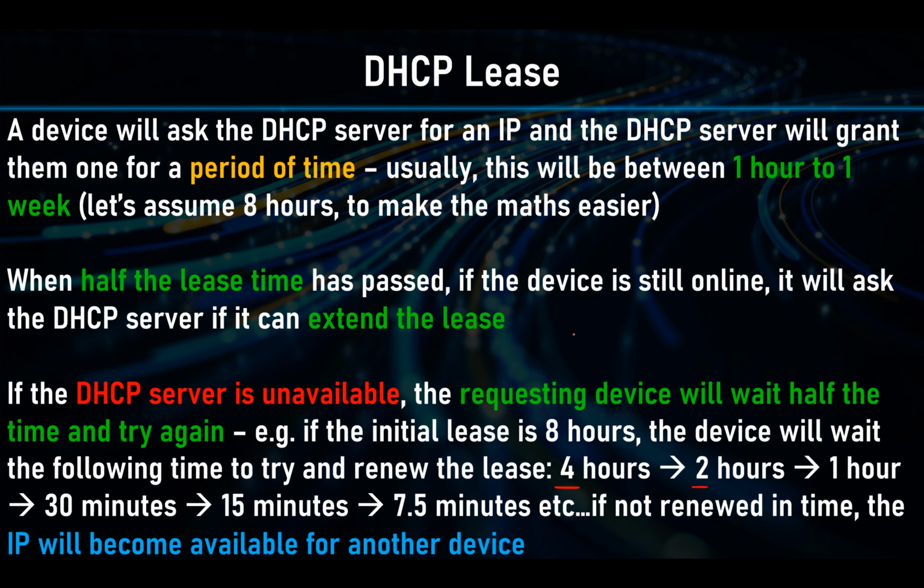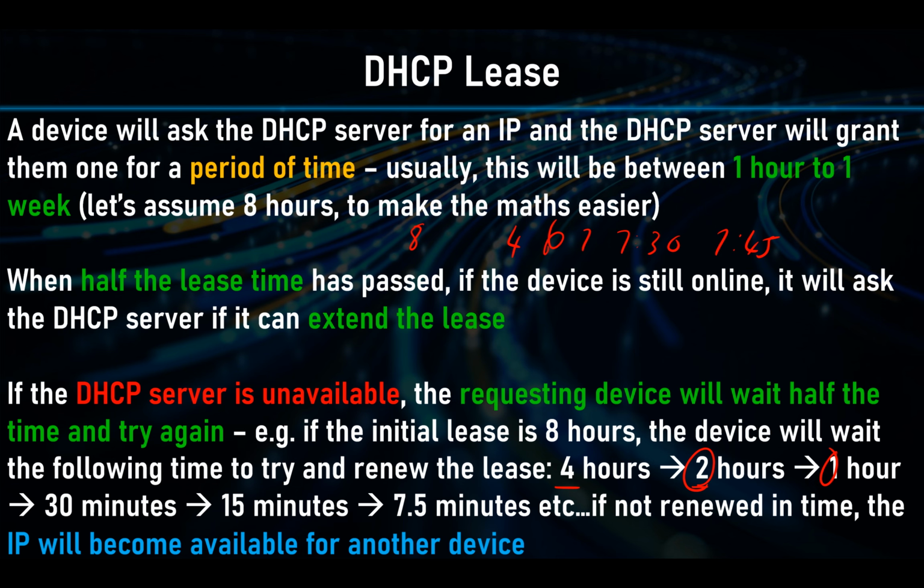If you're thinking about the total time, let's say we've got 8 hours. First it's going to ask after 4 hours. Then it's 4 plus 2, so it's going to ask again after 6 hours. Then it's going to wait 1 more hour, so it's going to ask after 7 hours, then 7 hours 30 minutes, then 7 hours 45 minutes, and so on. And if it doesn't successfully renew the IP in that time, then the IP will become available for another device.